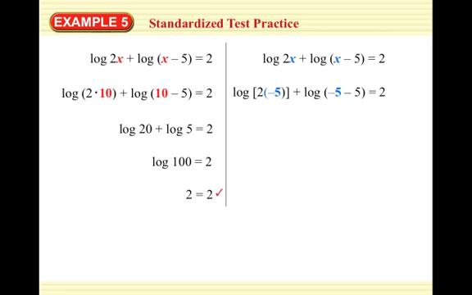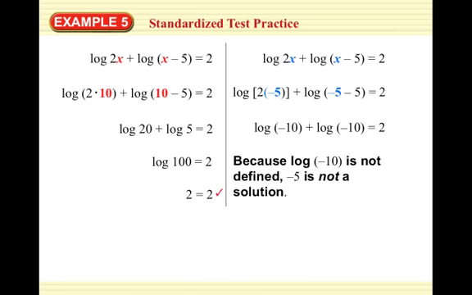So let's try negative 5. So that's going to give us common log of 2 times negative 5 plus common log of negative 5 minus 5 equals 2. So that gives us common log of negative 10 plus common log of negative 10 equals 2, but we can't take a logarithm of a negative value. So because common log of negative 10 is not defined, negative 5 is not a solution. It is an extraneous solution. So 10 is the only solution, so the correct answer is C.